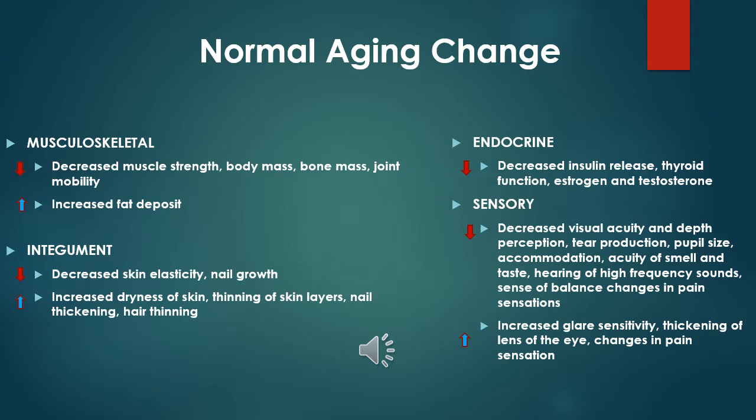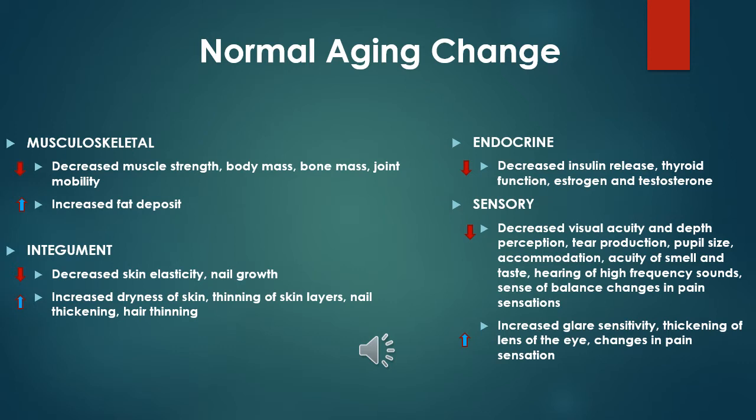Moving on to endocrine. So with the endocrine, the elderly client typically has a decrease in insulin resistance, a decrease in thyroid function, and also a decrease in either estrogen or testosterone levels. So assessing for changes in weight, if there are changes, if it is increased or decreased. We want to assess their energy level. We also want to assess their libido or sex drive.